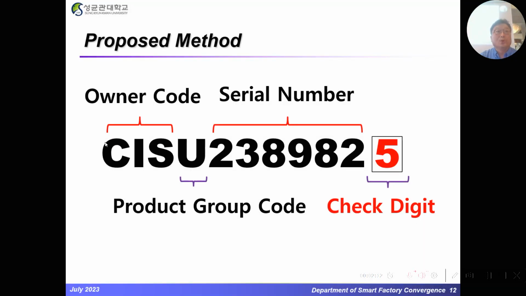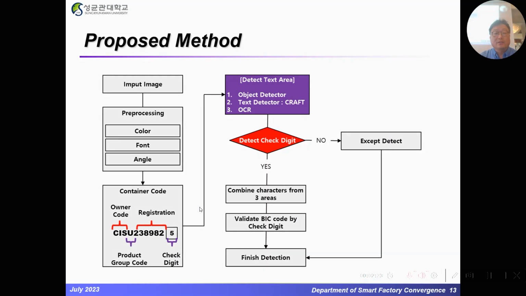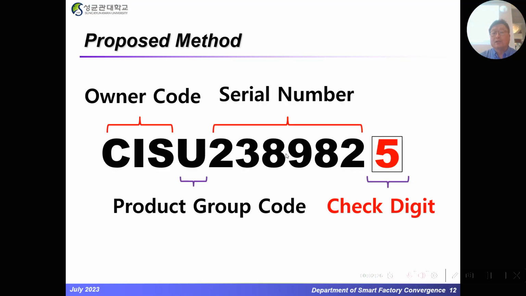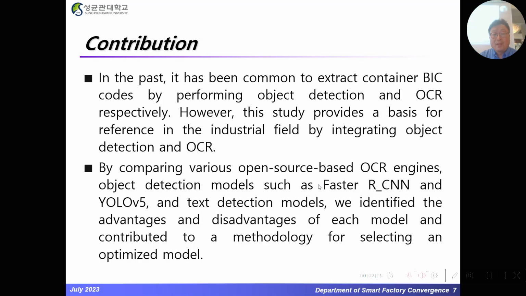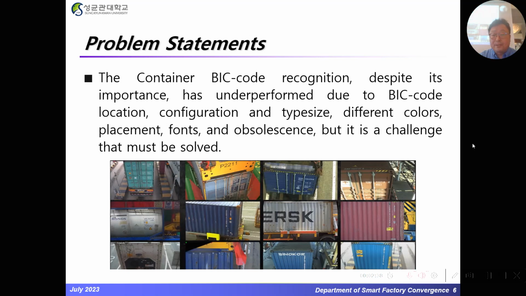A BIC code has 11 numbers and characters. The first three letters are the owner code, next is the product group code, the next six numbers are the serial number, and the last number is the check digit itself. As I show you, many companies have containers with very different colors, sizes, and designs. Sometimes the number is damaged, so it is a very big problem.